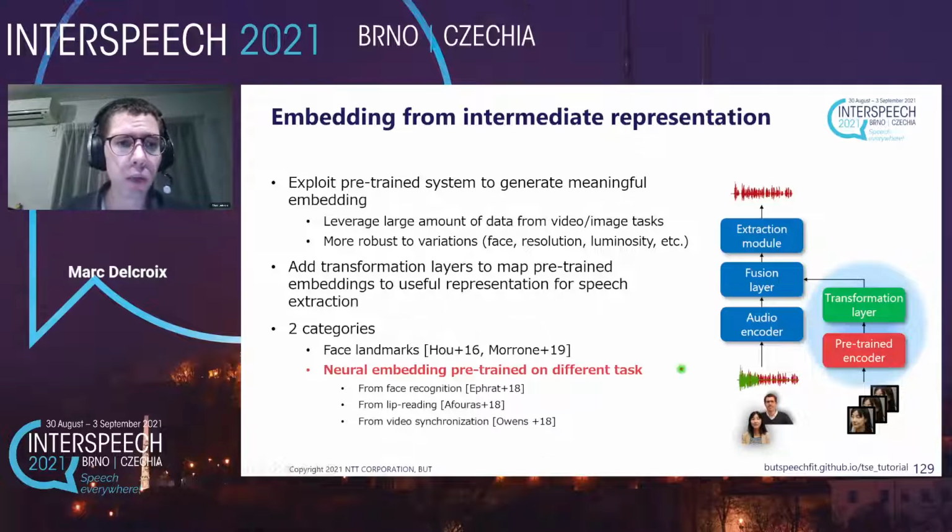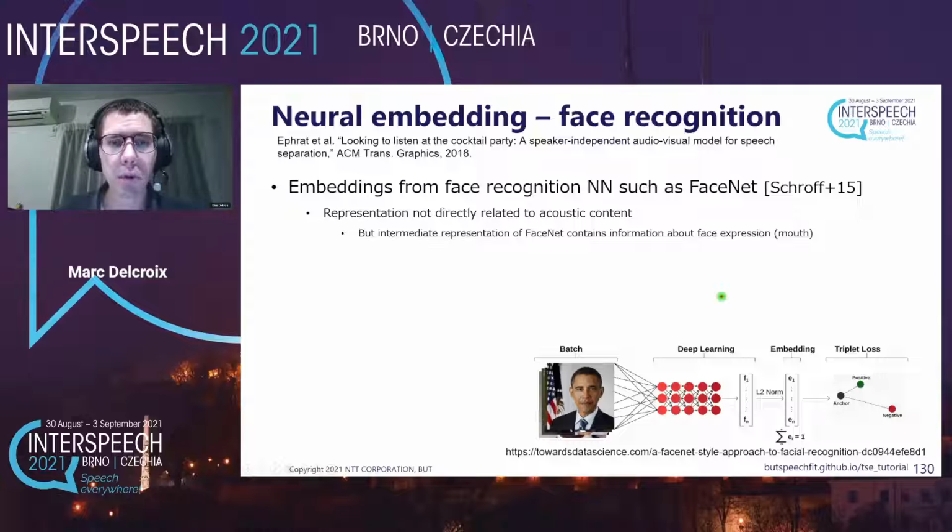The other approach is neural embeddings pre-trained on different tasks. One example of this is neural embeddings that are pre-trained for face recognition. Typically, most studies would use the FaceNet architecture that is widely used for face recognition. We can see here an example of this architecture. And this, of course, is pre-trained to recognize faces. So the representation is not directly related to the acoustic content.